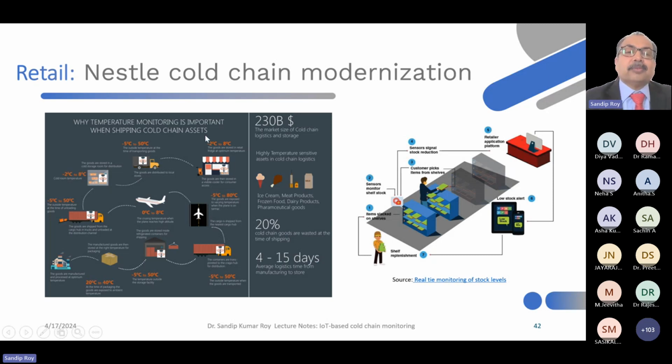So that's the advantage. And the market size of cold chain logistics is around 230 billion. So you can understand, if you can save this much percentage there, what is the saving for the organization? That's where this is an interesting case study, where people have used sensing mechanisms extensively to safeguard against wastage.